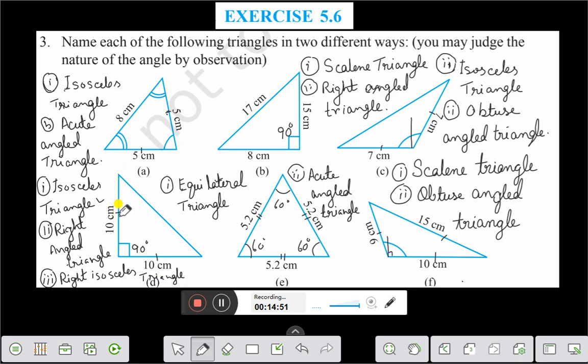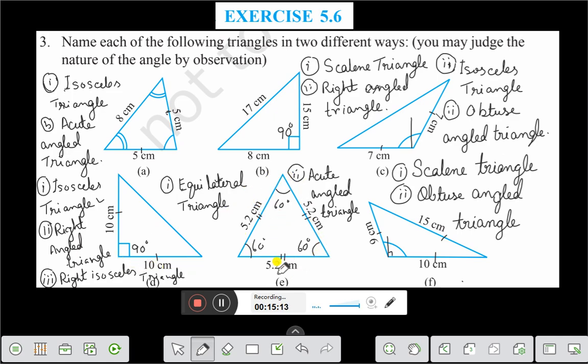Now, question number D. Here you see that two sides are same, therefore we can say it as isosceles triangle according to naming of triangles according to side, and one of the angles is 90 degree, therefore you can say that it is right angle triangle. But if we mix the two names, then you can also say right isosceles triangle, right.